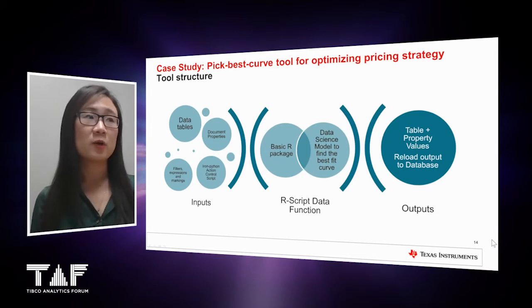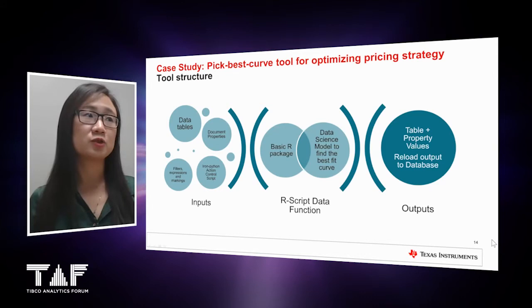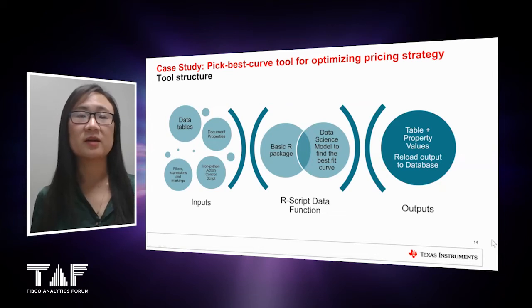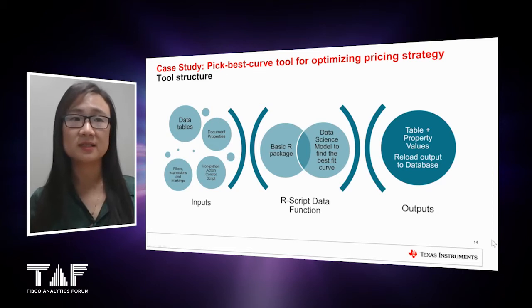The model will be activated by an IronPython action control script. So once the model engine is activated, the model will start to run, and the output will be loaded into several other data tables and property values. The output can also be selected to reload into our internal databases if needed.